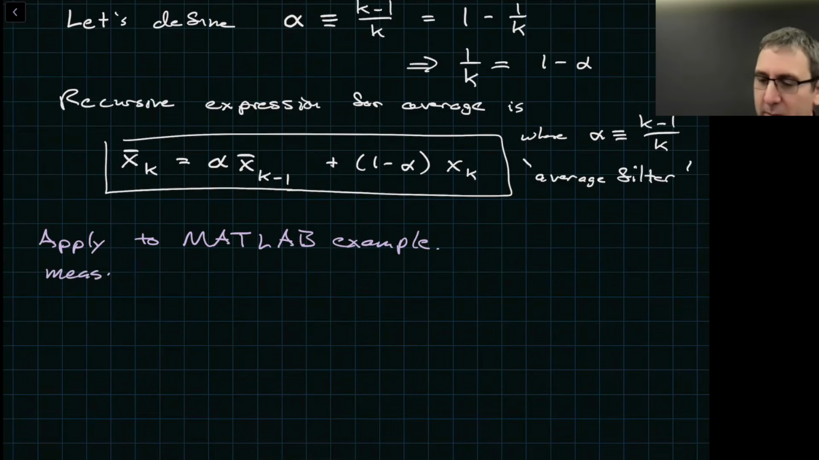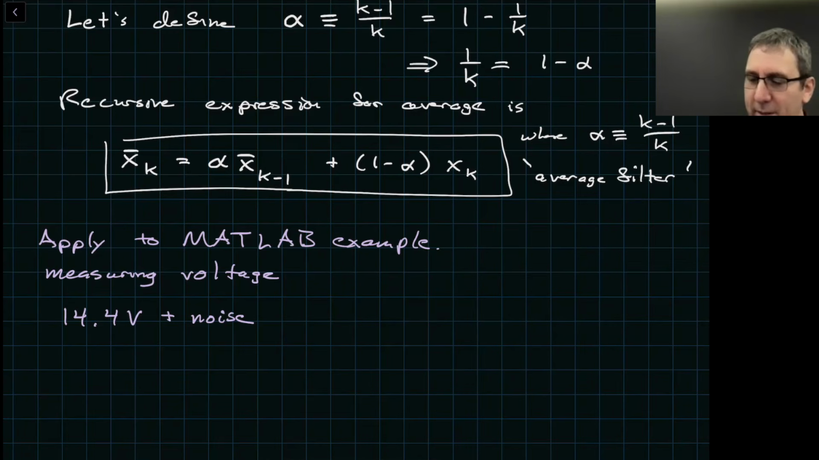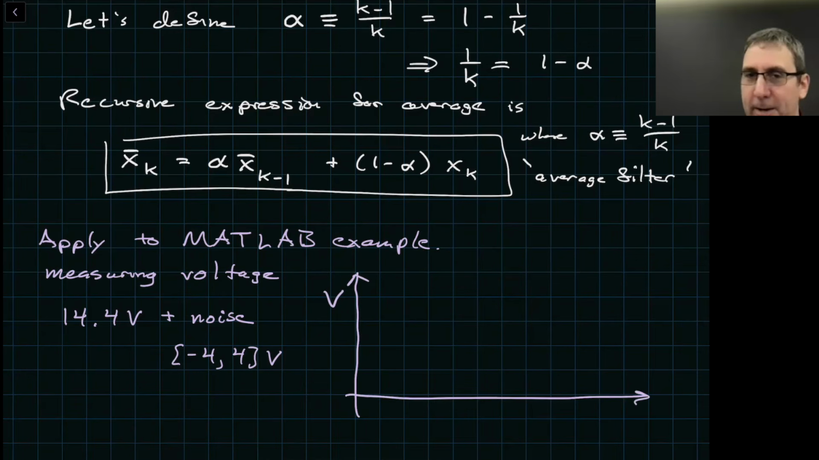So let's do an example of measuring voltage, where the voltage should be 14.4 volts, but we're going to add noise. And the noise will be uniformly between -4 and 4 volts. We could code that in MATLAB using the random number generator. So this is what we're going to do. You could either think of this as time down here or K. K is sort of like the discrete version of time.